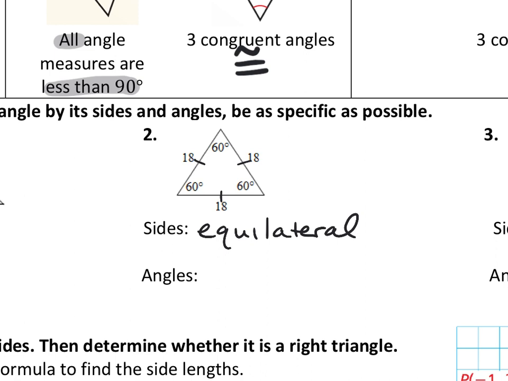For angles, how would we classify these angles? Is it a right triangle? No. Is it obtuse? Is it acute? It is acute, but even better than that, they're all the same length or same angle, so we're going to call that equiangular. They are still all acute, yes, but specifically it is the equiangular one.